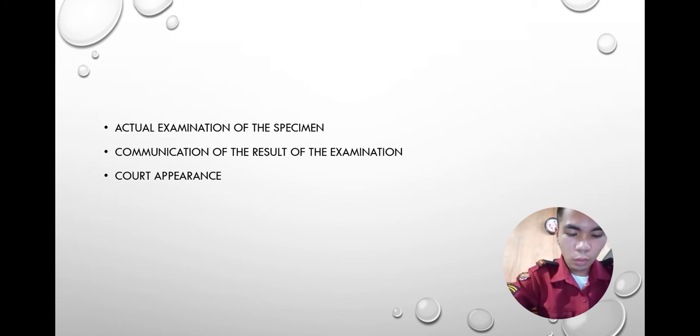So next is the role of the forensic chemist in scientific investigation. A forensic chemist, as a man of science, performs laboratory examination on physical evidence submitted to the crime laboratory in order to expedite the investigation of the crime by the investigating party.